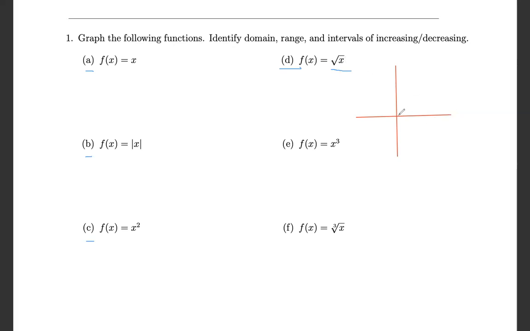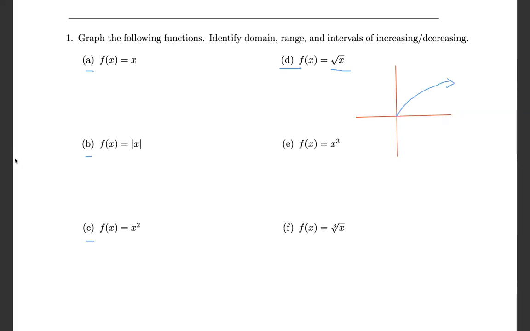So our graph goes this way. Something like this, right? The lowest point will be (0, 0), which is the origin. But it cannot be negative. The x value cannot be negative, and the y value, the function value, cannot be negative. So this is the graph of D.